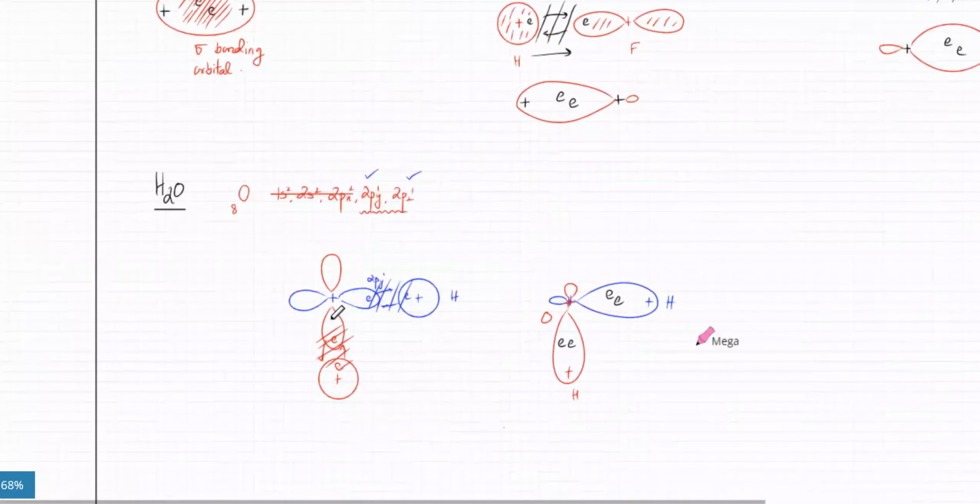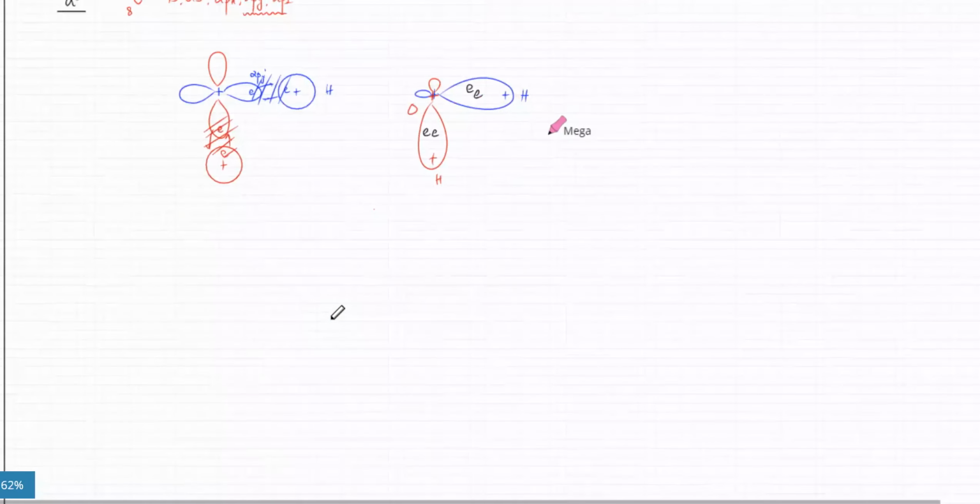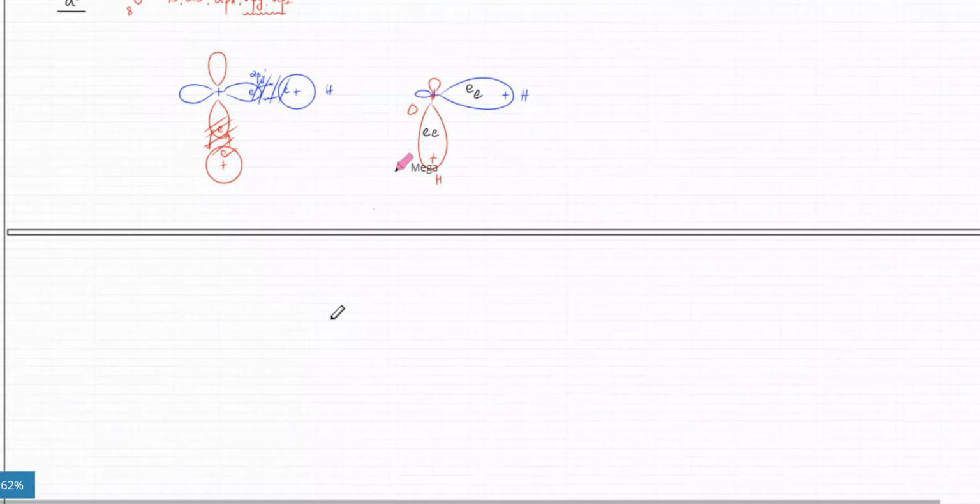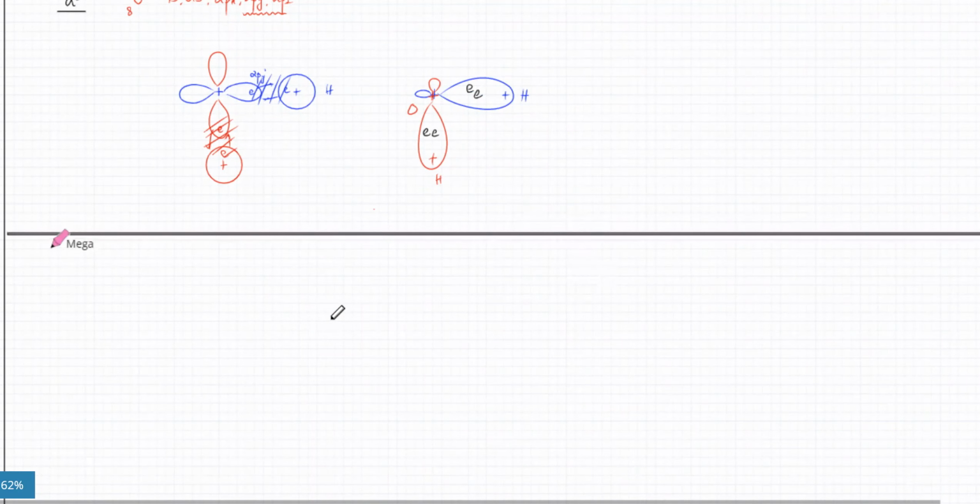So we're going to do examples of pi bonds now. Let's do a couple of examples of how pi bonds are going to be formed. The first thing is I'm going to write down the properties of pi bonds later.